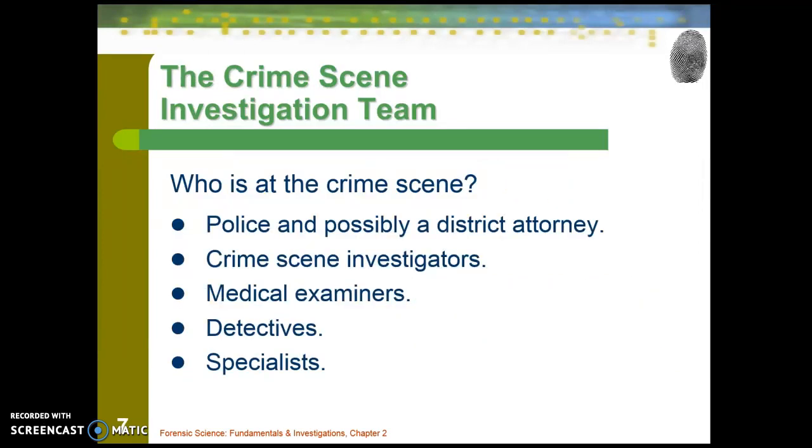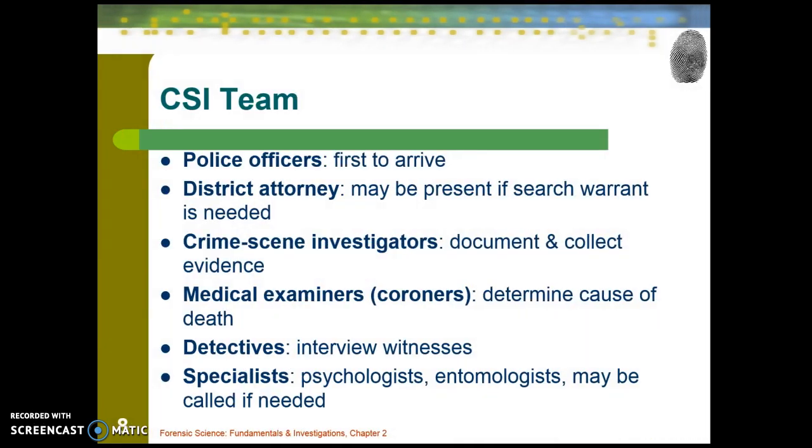The crime scene investigation team. So this is who is at the crime scene after a crime occurs. Typically, the first people to show up are the police and possibly a district attorney. A crime scene investigator, sometimes referred to as CSI. Medical examiners, also referred to oftentimes as an ME. Detectives and specialists. So those are people who are present at a crime scene in order to start investigating.